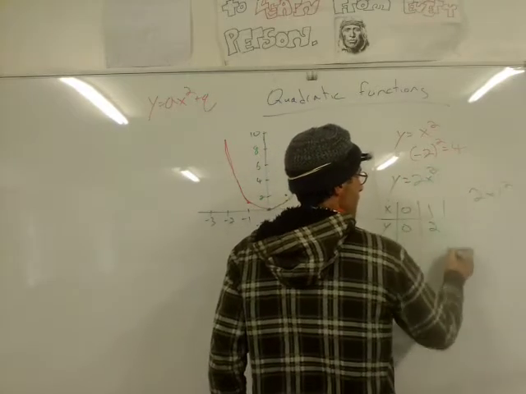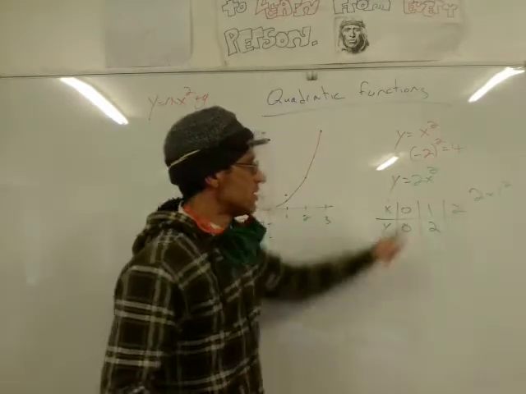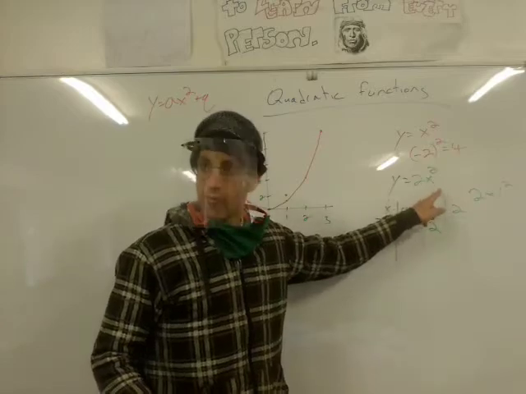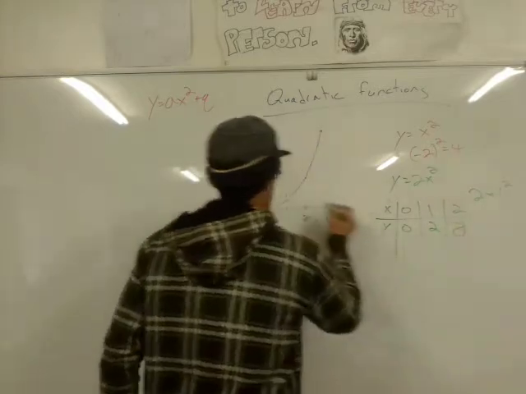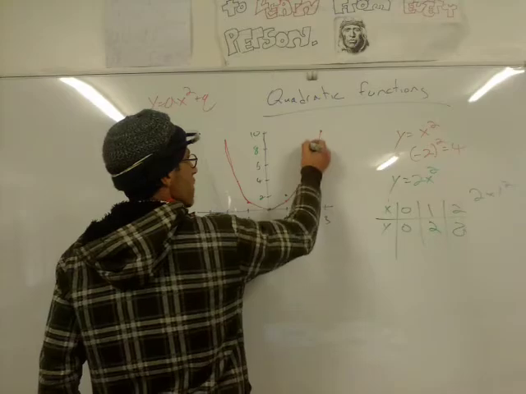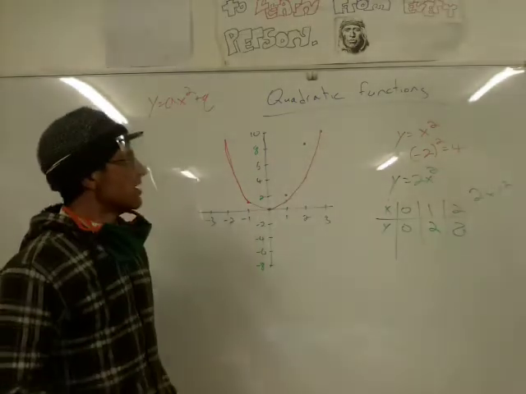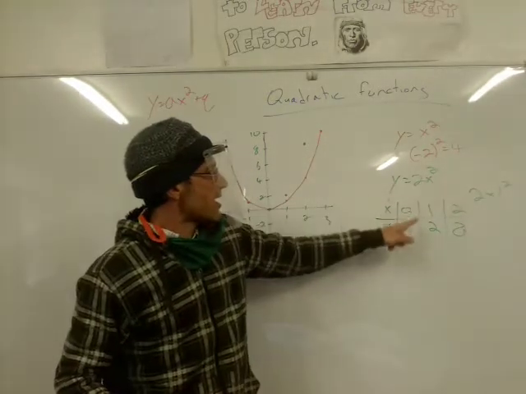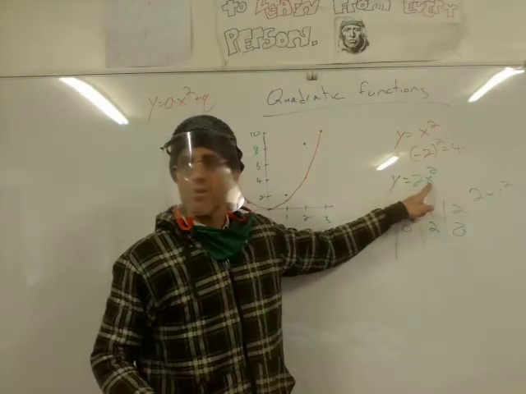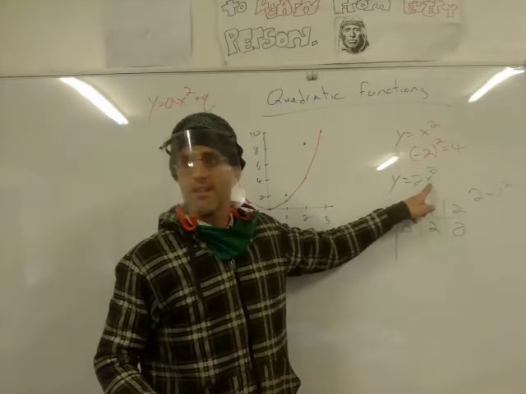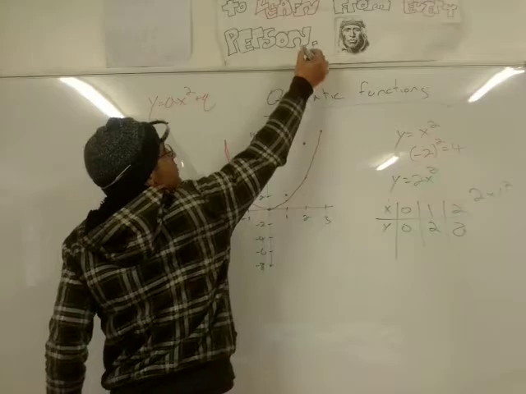When x is 2, 2 squared is 4, and 4 times 2 is 8. So instead of 4, now it's going to be 8. I'm not going to draw it, I'm not going to have enough space. But when x is 3, y will be 9 times 2, which is 18.